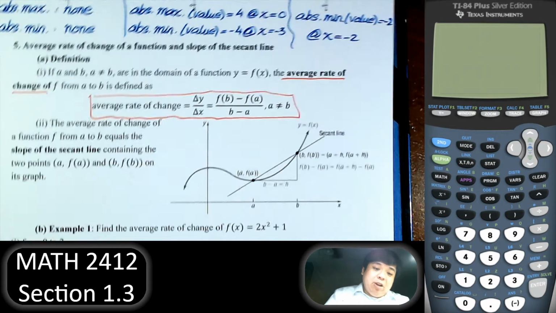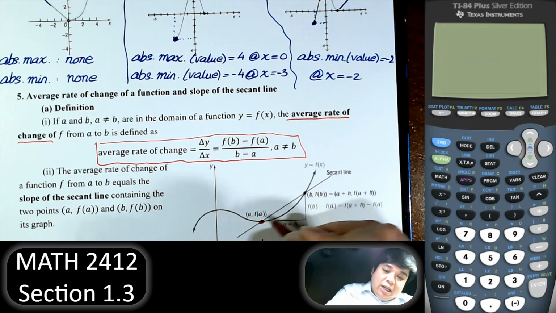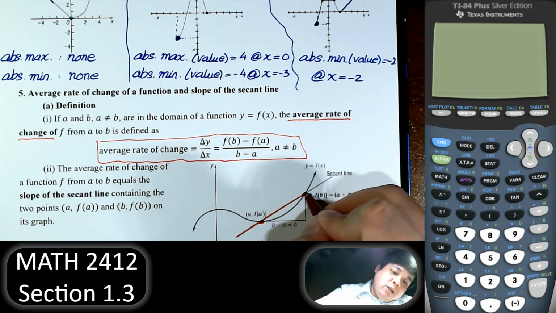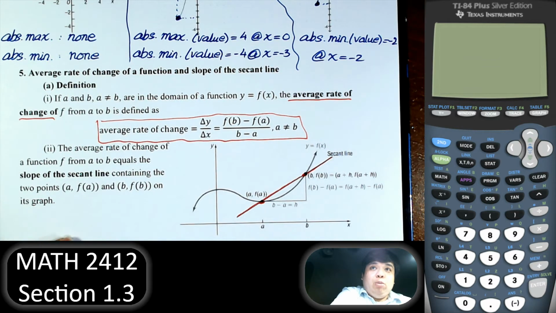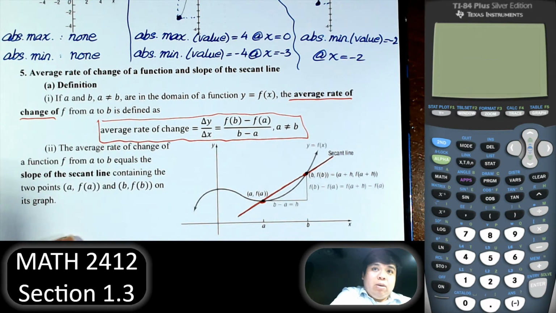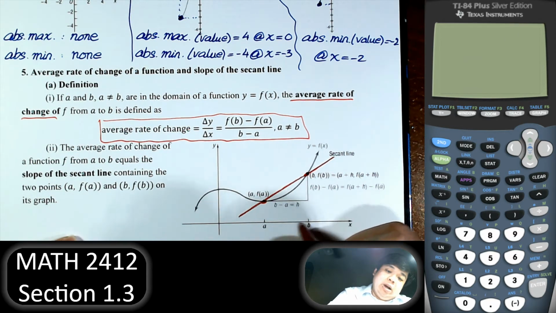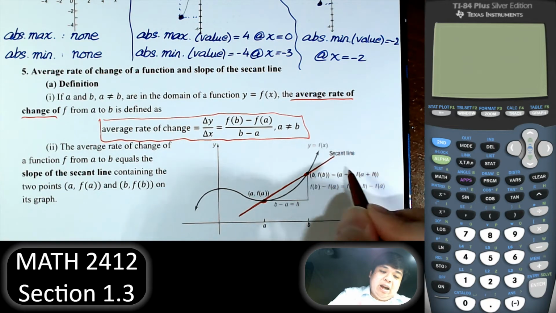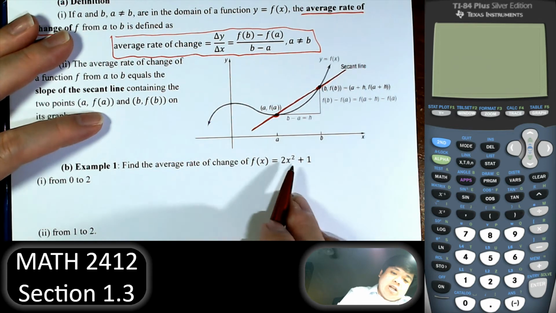And if we have the graph, let's say one point is a and f of a, and the other is b and f of b. If we have the line that goes through 2 points, that's called the secant line. Secant comes from the Latin word meaning cut. So it will cut the graph at 2 points, with a and f of a, and b and f of b. Right. So find the average rate of change of this function.